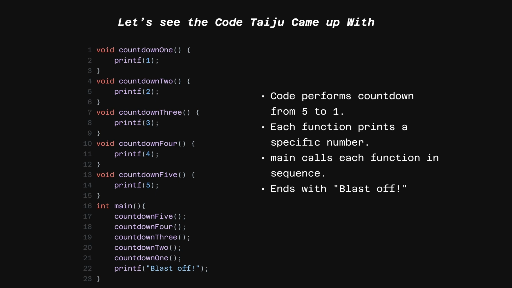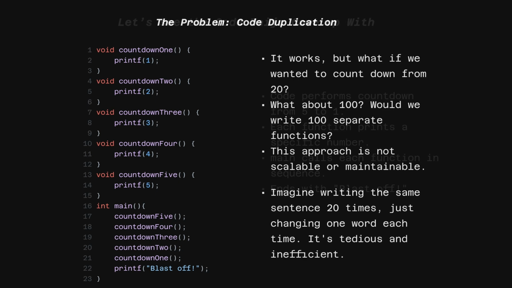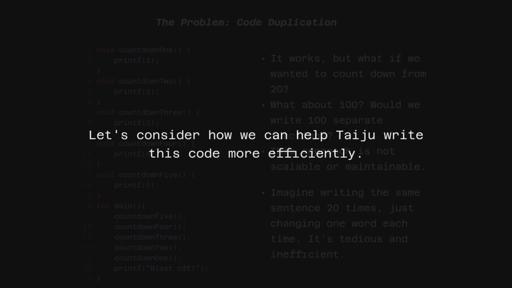What if Senku wanted to count down from 20? Let's pause for a moment and really think this through since we promised to help Taiju. Taiju would have to write 20 separate functions. What about 100? Writing 100 individual functions can be extremely tedious and inefficient. There must be a better way to achieve this. Let's analyze what Taiju has written and see how we can help him improve the code that he had written. Since we promised Taiju our help, let's explore how we can make his countdown code more efficient.